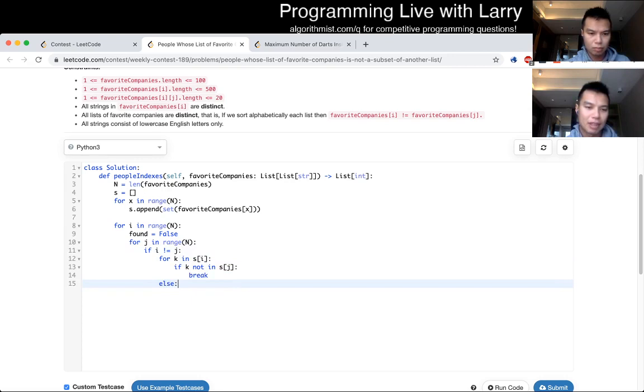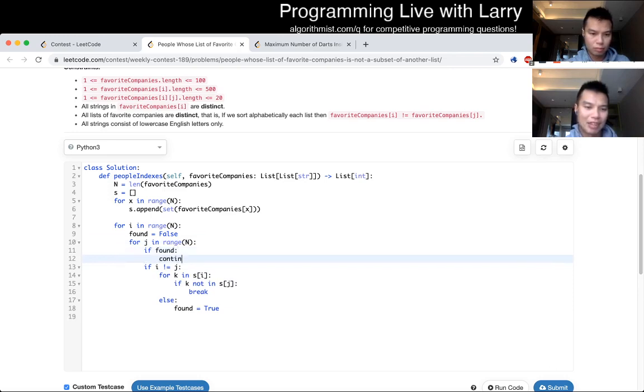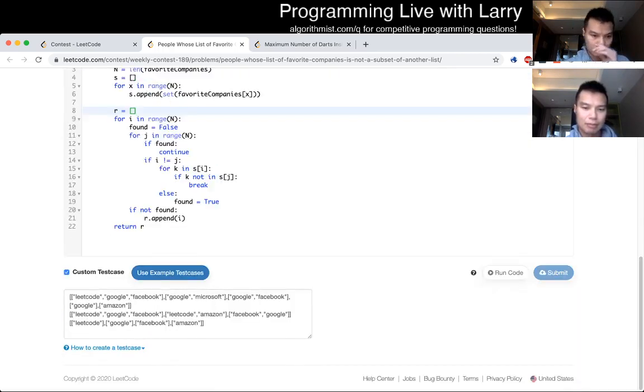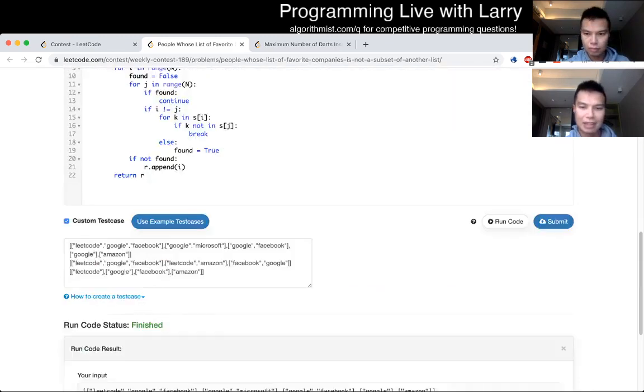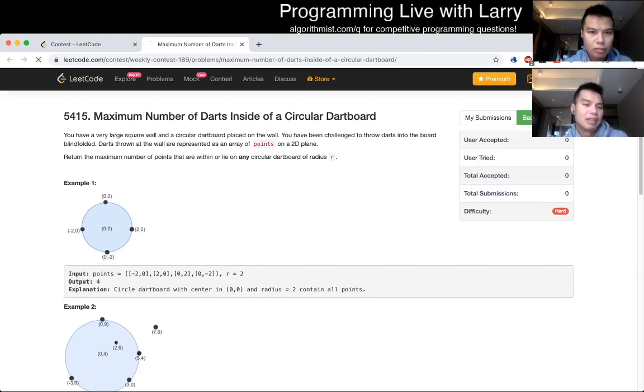So if every item is found, then we want to set found equal to true. And also I did a little bit of a micro optimization. I don't know why I wrote it this way. I think I was just rushing a little bit mentally instead of just writing break, because that's essentially what it does. But now, if we don't find a case where someone totally likes all your companies and more, we add it to an array. That is the result, and we just return it. Yeah, that's pretty much it. I did a YOLO submit, even though I probably could have stress tested a little bit more, but that's what I have for this one.